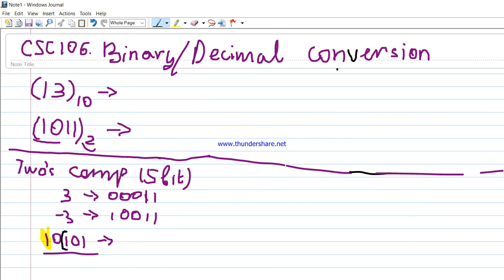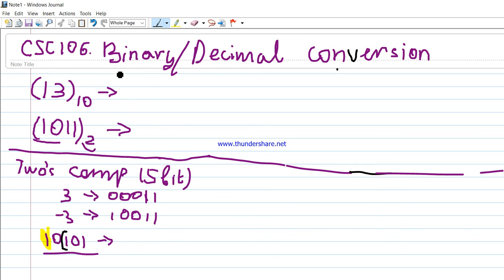Of November, and in 7 days I will have my midterm for CSC 106, and I thought it is a really good idea just to go through the main topics that will appear on the midterm, so that I'm as prepared for the exam as possible. So one of the major topics that we will definitely have is binary to decimal and decimal to binary conversion. So I just want to go through that with you guys.